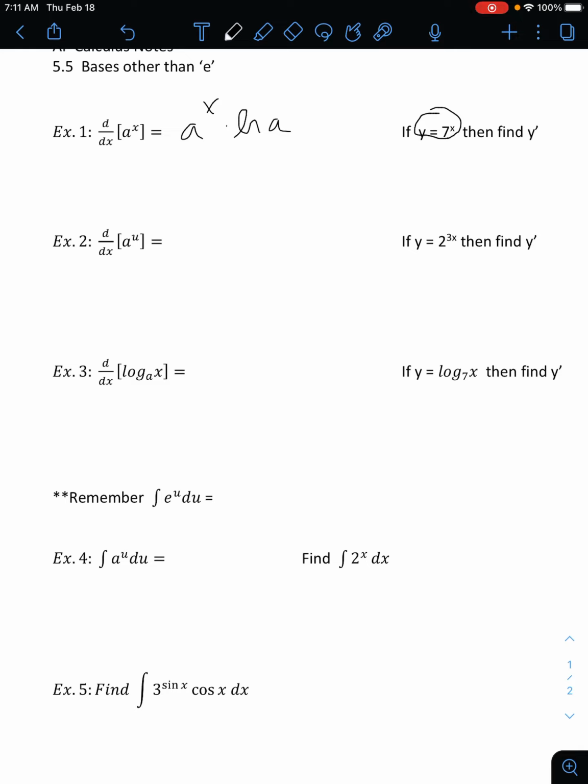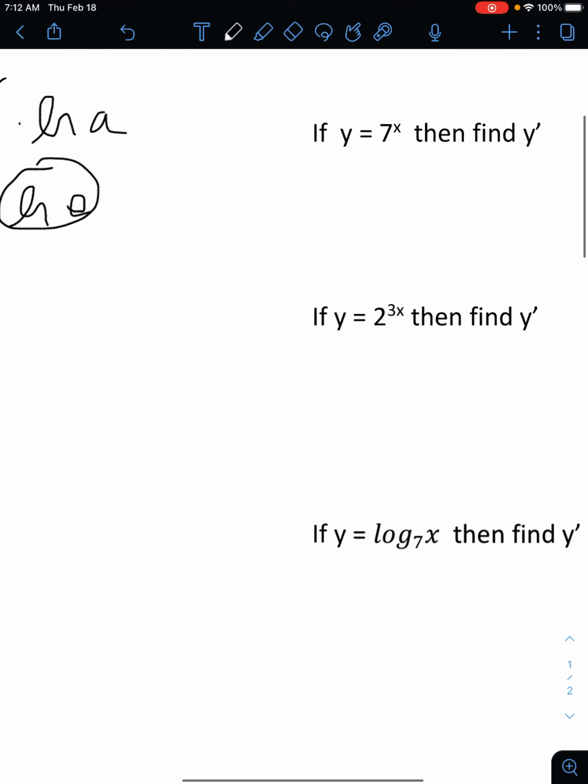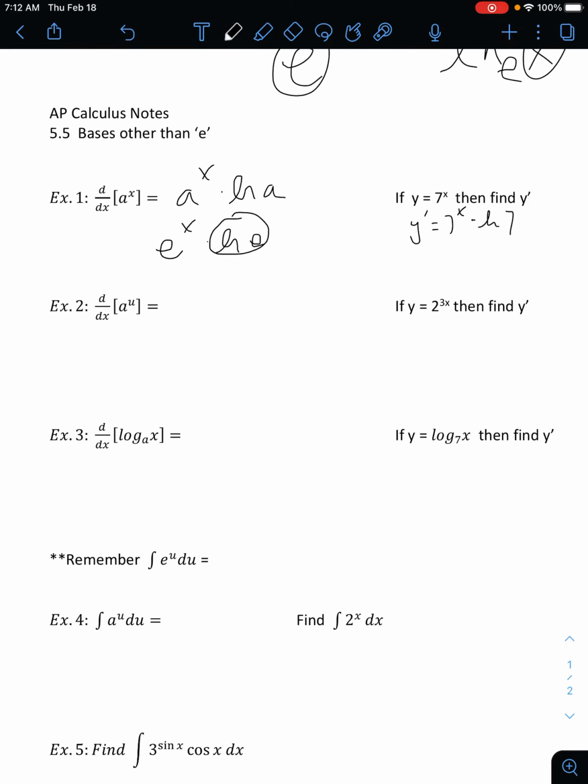And you've actually been doing this even with e. If I said find the derivative of e to the x, it would be e to the x times natural log of e. The reason we don't do it with e, though, is because the natural log of e is just 1. And so that just turns out to be e to the x. So we've really been doing it every single time without knowing it. Okay, so if I want to find the derivative of 7 to the x, it's 7 to the x, and then times natural log of 7. Pretty straightforward. It's not a very difficult rule, just one that we have to remember.